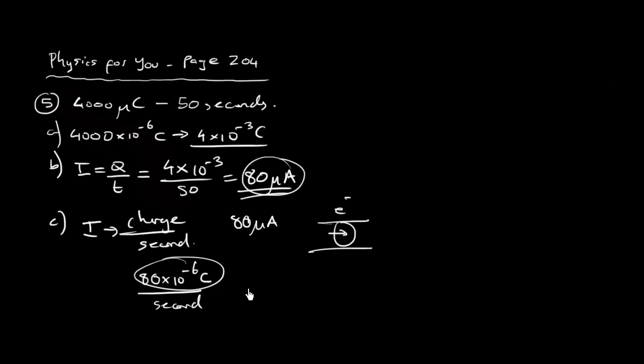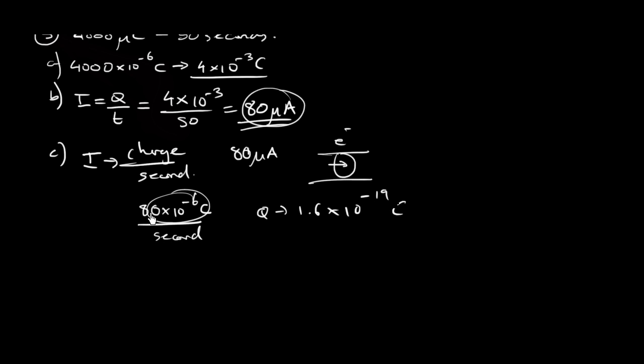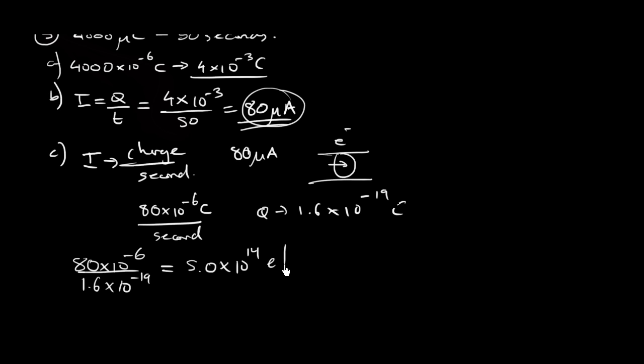So what's the charge of one electron? They give it to you in the question. They say that the charge of an electron is 1.6 times 10 to the minus 19 coulombs. So if I get the total charge passing per second and divide it by that, 80 times 10 to the minus 6 divided by the charge of one single electron, I get how many electrons I need in order for that current to be a reality. So for that I get 5.0 times 10 to the 14 electrons. You should get that too. Okay, so hopefully that makes sense.